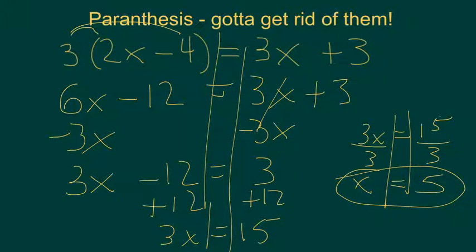So distributing to get rid of parentheses and then solve from there. Is it possible to solve other ways? Yes, if you saw the fact that this 3 was a common factor in both of these terms, you could have divided both sides by 3 first and then solve from there. But it's not always going to be so easy. That's why I recommend using the distributive property to get rid of parentheses when you've got this situation.